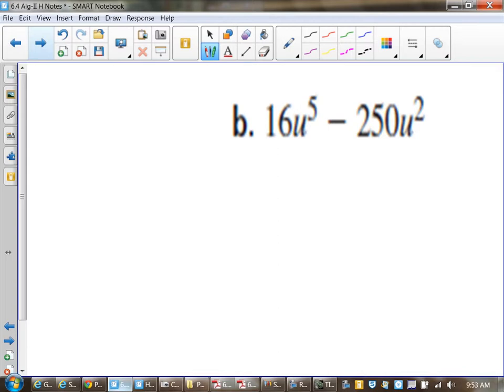Now, what's your first rule of factoring? GCF. Is there a GCF with 16 and 250? There's 2, think bigger. All right, so you have an x squared. Does 4 go into each of them? No. Okay. So if I factor out a 2x squared, then I'm left with what on the inside? 8x to the third.